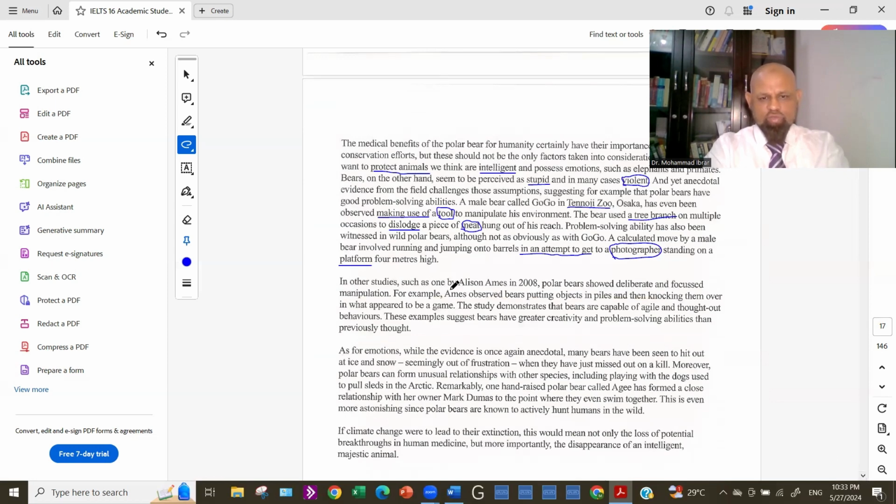Now, in other studies, such as one by Alison Ames in 2008, polar bears showed deliberate, showed something. Now what? Deliberate and focus. These are keywords that can help us find the answer. Manipulation, some kind of manipulation. Now, what is that? Let's see. For example, Ames observes bears putting objects in piles, yeah, maybe one after another, and then knocking them over in what appear to be a game.